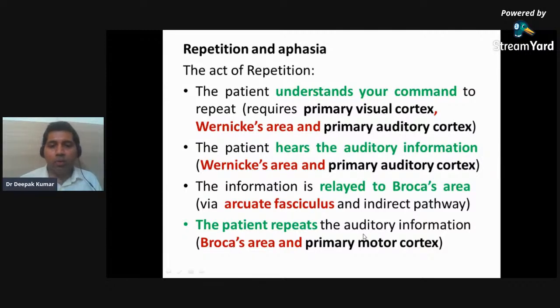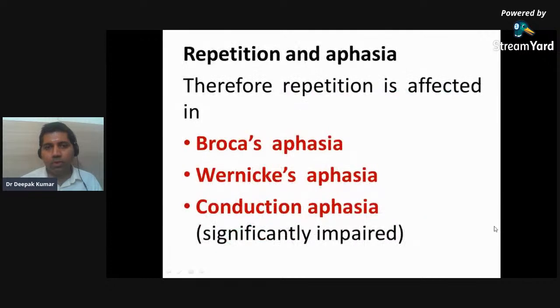Next, the patient now repeats auditory information. Whatever he heard, if he had understood the command appropriately, then he would respond to you repeating the same thing, saying you are awesome. And that needs Broca's area primarily and also primary motor cortex. Okay. So you understand now the act of repetition, like what goes on in the patient's brain when you're asking him to repeat something.